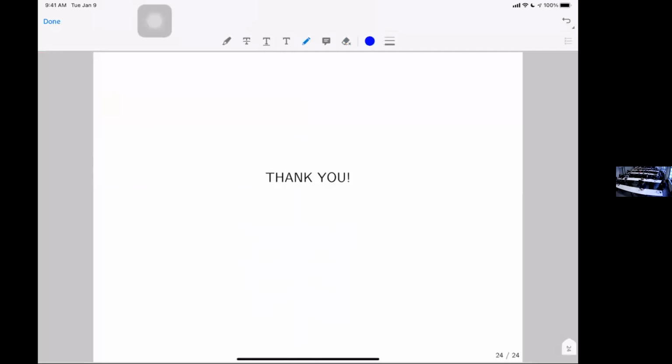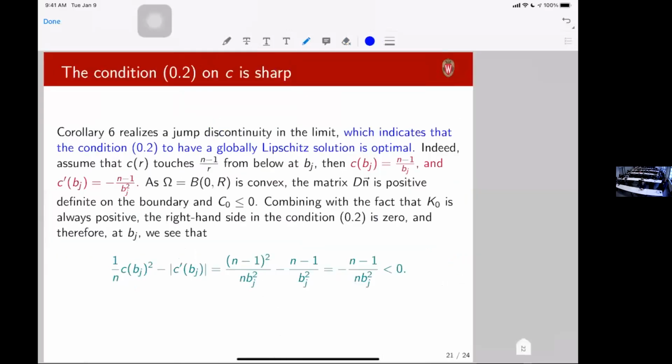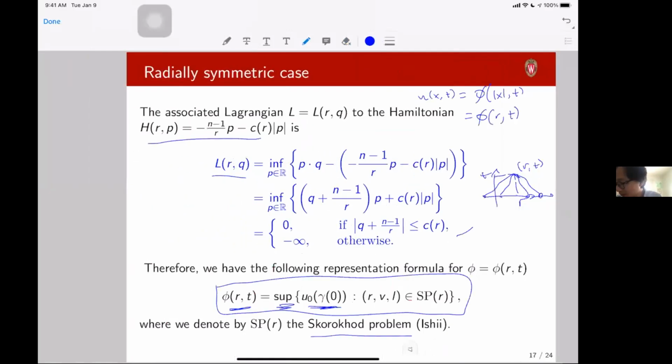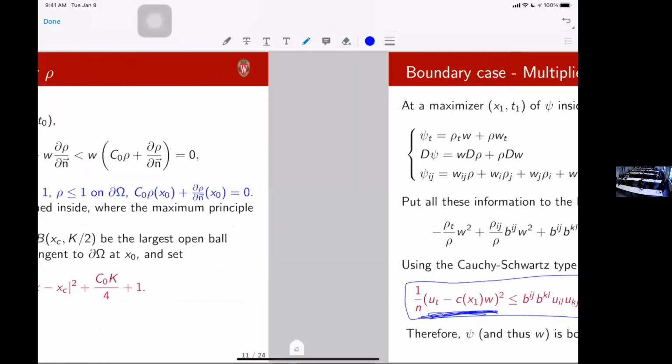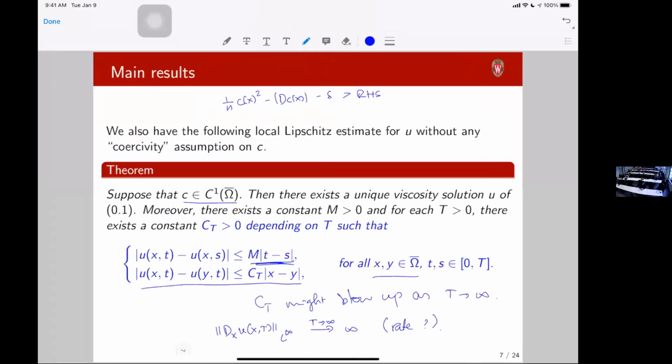Let me ask a short question. Can you go to page 6, where you stated the optimality condition? I think you call it the coercivity condition. Yes.